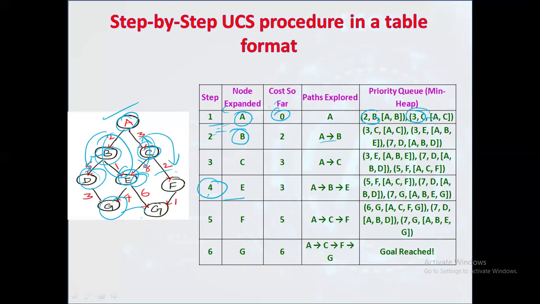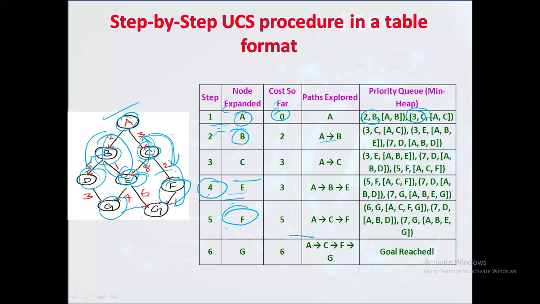Then we have to expand F. This is step 5. The next lowest cost node is F, cost is 5, so 3 plus 2, 5, is expanded. Then it adds G, cost is 3 plus 2 plus 1, 6, to the queue. So we are writing this over here.